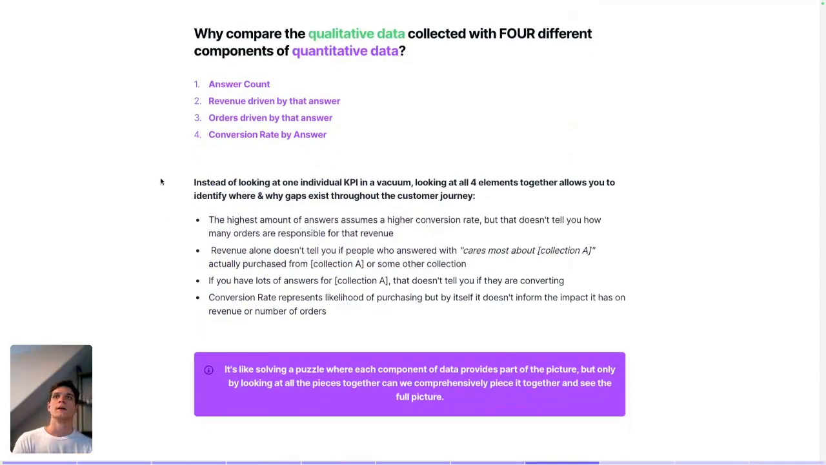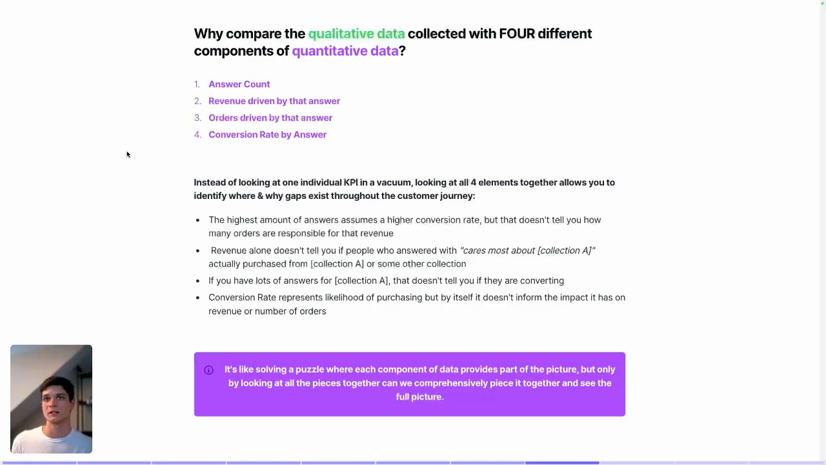And if you're thinking, why do we need 4 different components of quantitative data for every single qualitative question that we're asking? The reason you need 4 different components, so answer count, revenue, orders, conversion rate, is because you don't want to just look at any one individual KPI in isolation, because it's not going to give you the full picture of what's working. So for instance, the highest amount of answers assumes a higher conversion rate, but it doesn't tell you how many orders are responsible for that revenue.